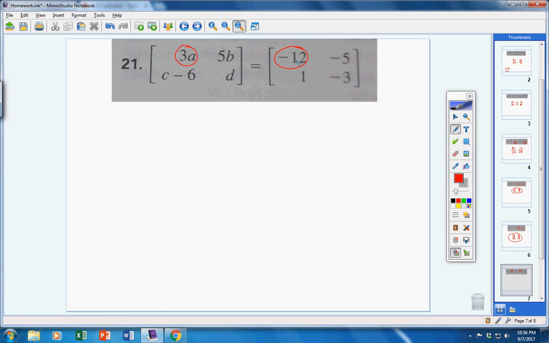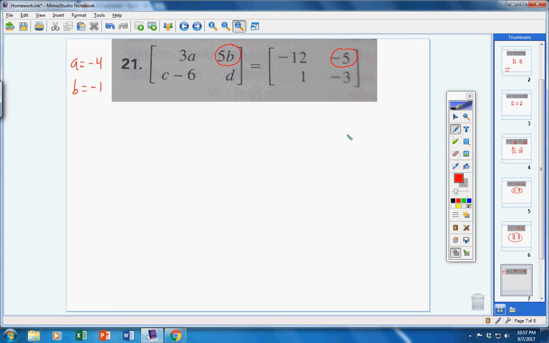So this entry has to equal this entry. So like I said, 3A equals negative 12. Now, what would you put for A here to give you a negative 12? Well, 3 times what? Negative 4. 3 times negative 4 is negative 12. So A equals negative 4. All right, now let's solve for B. This equals this. So 5B equals negative 5. Now, what would you multiply 5 by to give you a negative 5? Would it not be a negative 1? 5 times negative 1, positive times a negative is negative. 5 times 1 is 5. So B equals negative 1.